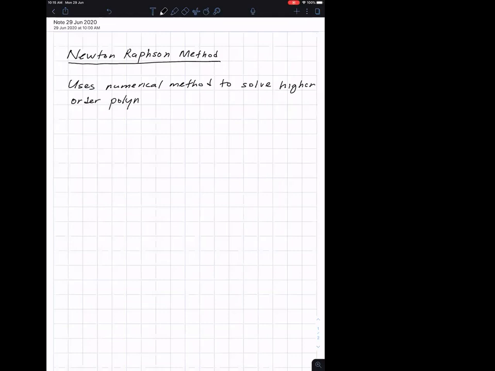Polynomials. So we have done something like this earlier using another method to find the root, remember? So something like that.